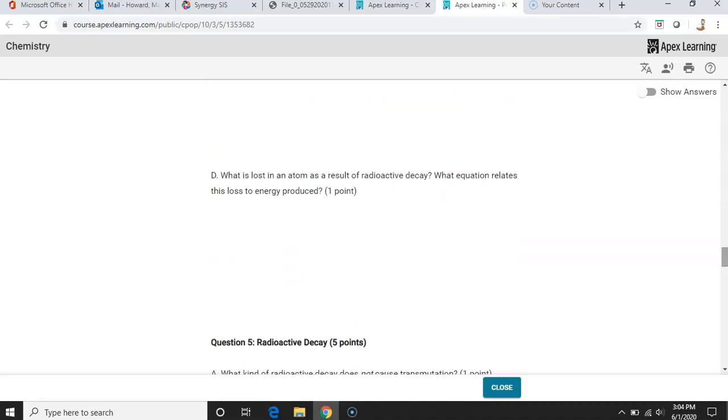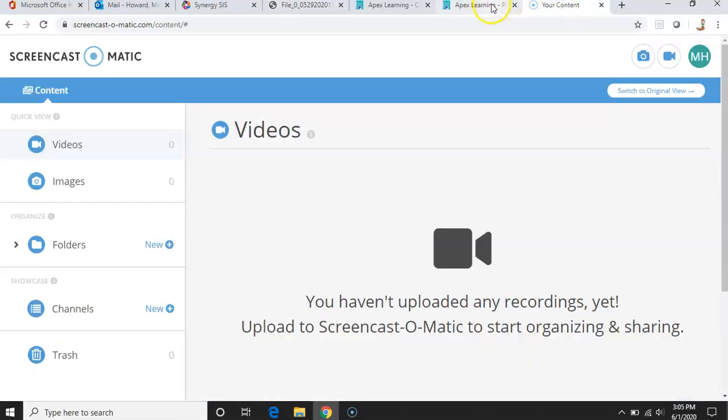What is lost in an atom as a result of radioactive decay, and what equation relates to that? I think this was mentioned in the first lesson of it, 10.3.1 or something, not the one most recently about half-life, but maybe two weeks ago. There's a loss of mass in the atom after the decay. Einstein's equation, remember that famous equation E equals mc squared, shows how energy and mass are related. And then I think you had a little bit more.